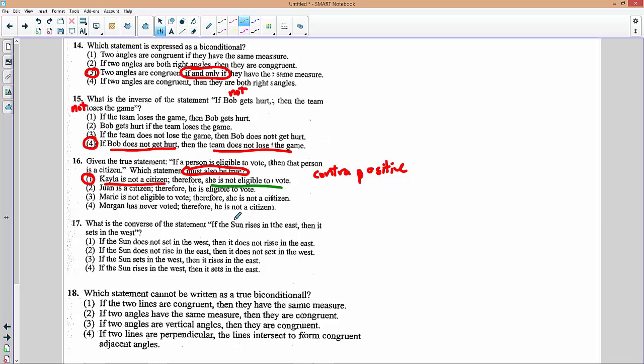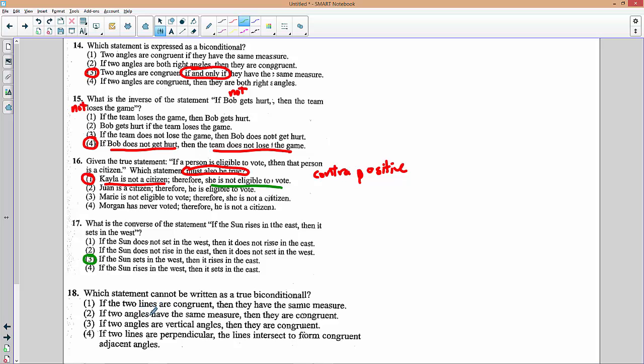17. What is the converse of the statement? If the sun rises in the east, then it sets in the west. So that's easy. Just swap them. So it says if the sun sets in the west, then it rises in the east. Okay. 18. Which statement cannot be written as a true biconditional?